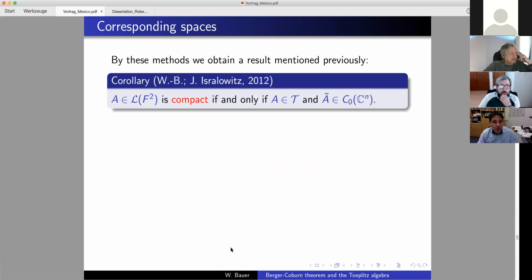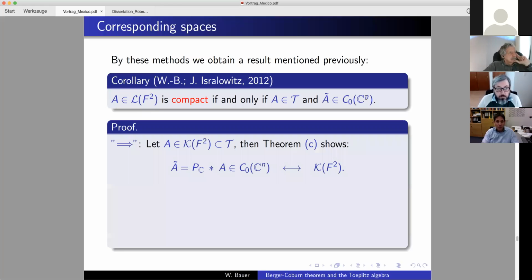Okay. So by this method, we obtain the result by Israelowitz and myself very easily. Here we had this theorem that a bounded operator is compact if and only if it is contained in the Toeplitz algebra and its Berezin transform vanishes at infinity. And that is just a direct consequence of the correspondence principle, this theorem which I just told you.